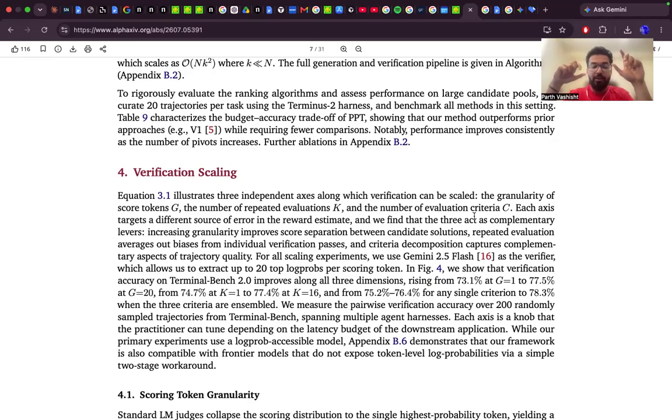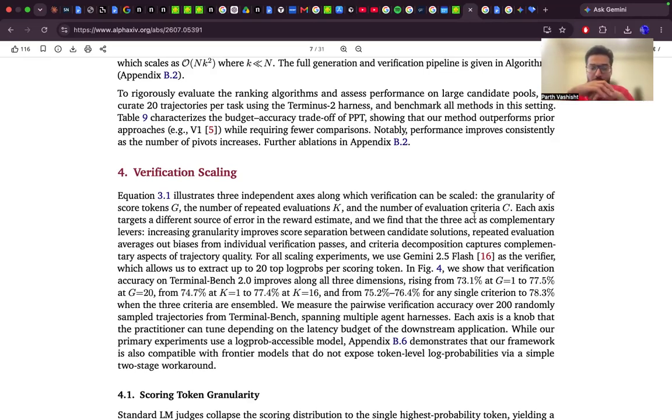So if we increase the granularity, we improve the score separation between the candidate solutions. Let's say if we have more tokens, say an integer score from 1 to 20. If we increase the score granularity, we can distribute the probability mass better, and that can help in differentiating two candidate solutions much better.